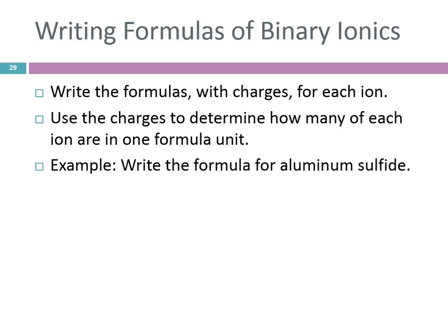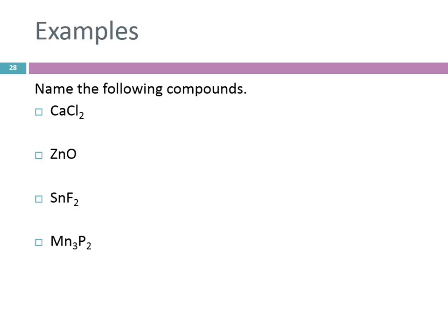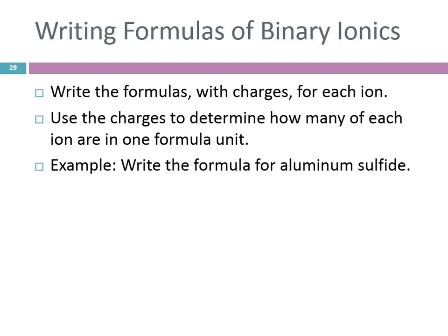So, writing formulas of binary ionics. I just want to make sure I didn't skip a slide. Write the formulas with charges for each ion. These are the steps. Use the charges to figure out how many of each ion are in one formula unit. So let's do one more example. Write the formula for aluminum sulfide. I need to write the ion formulas first.